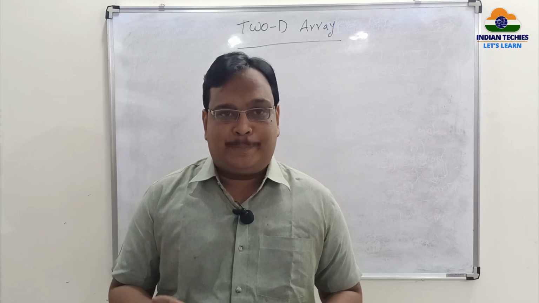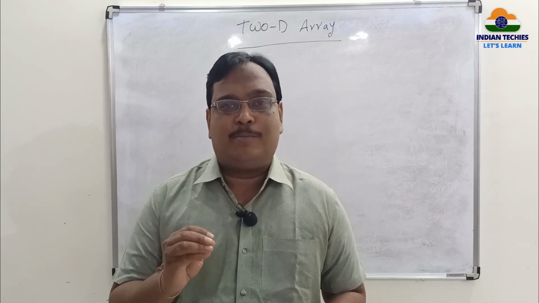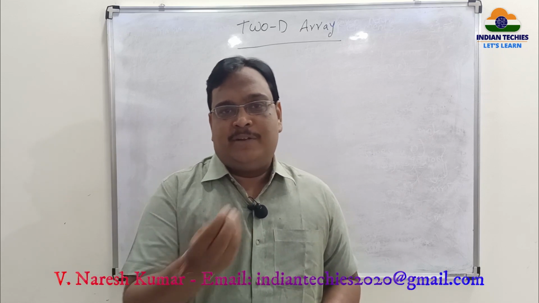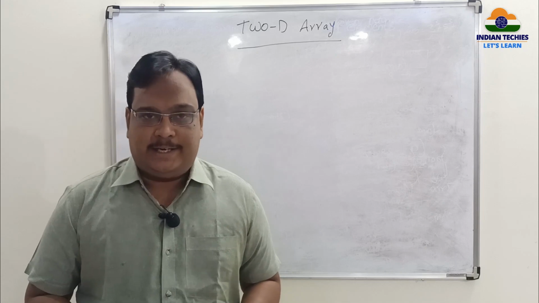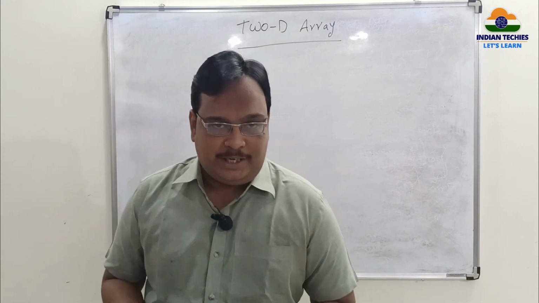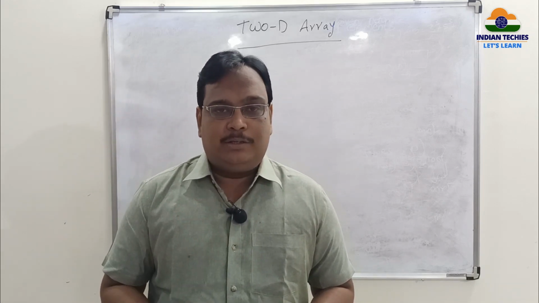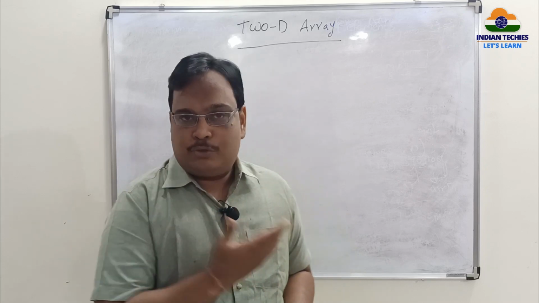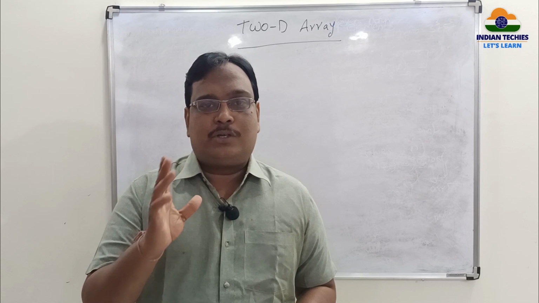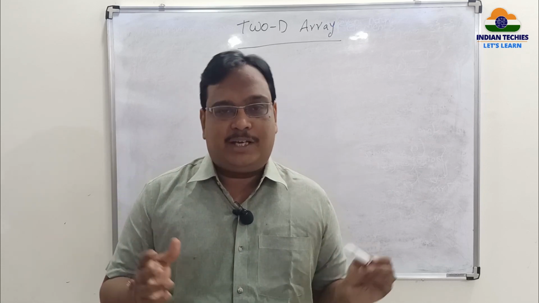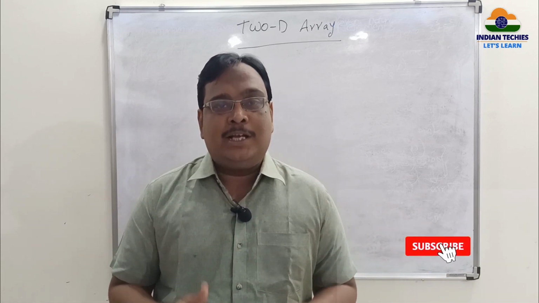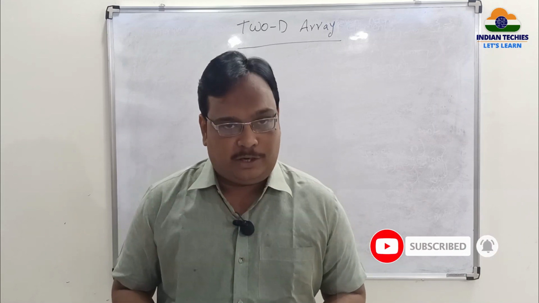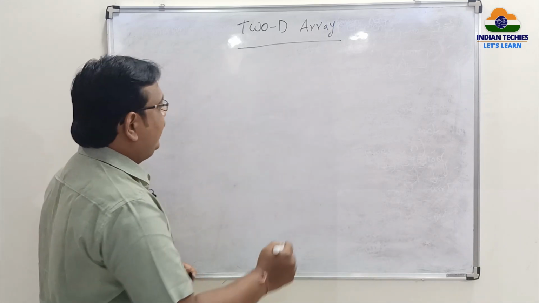Whenever you want to represent data in the form of tables, that is rows and columns, we go for a two-dimensional array. For example, if you want to represent data in the form of a matrix, you have to use a two-dimensional array, that is rows and columns related data. It is also a collection of similar data elements, but that group of data has been categorized into rows and columns.